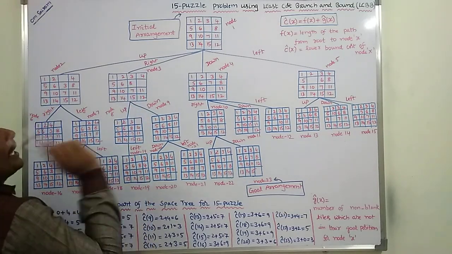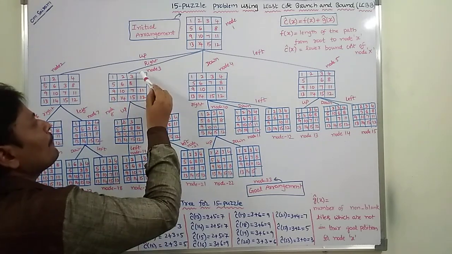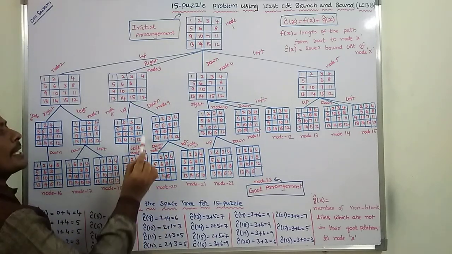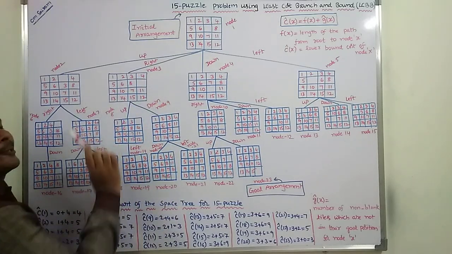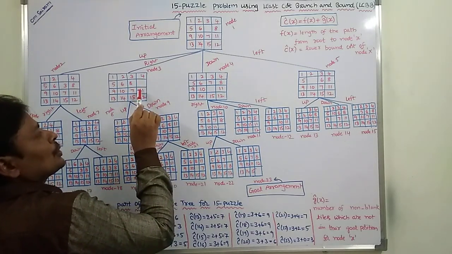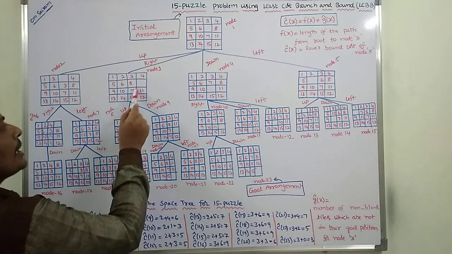Up direction: the empty tile is moved up, 4 moves to this place, and the empty tile moves to this place. This is the outcome we are getting, node 8. Next one, the empty tile can be moved down, so the empty tile moves to the 11th position.